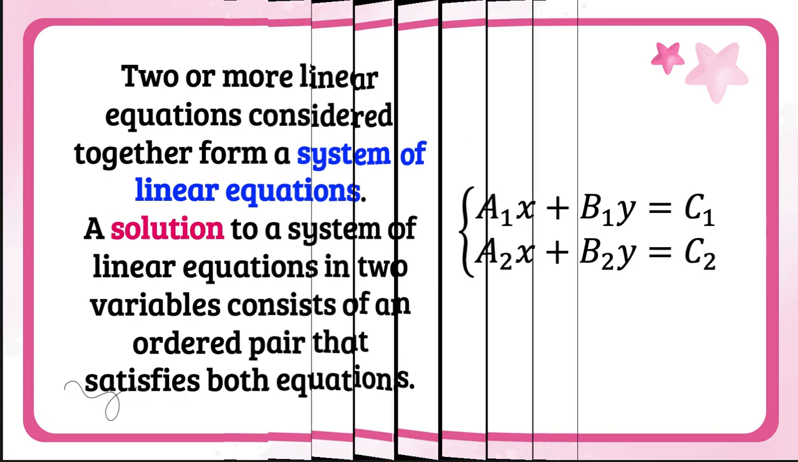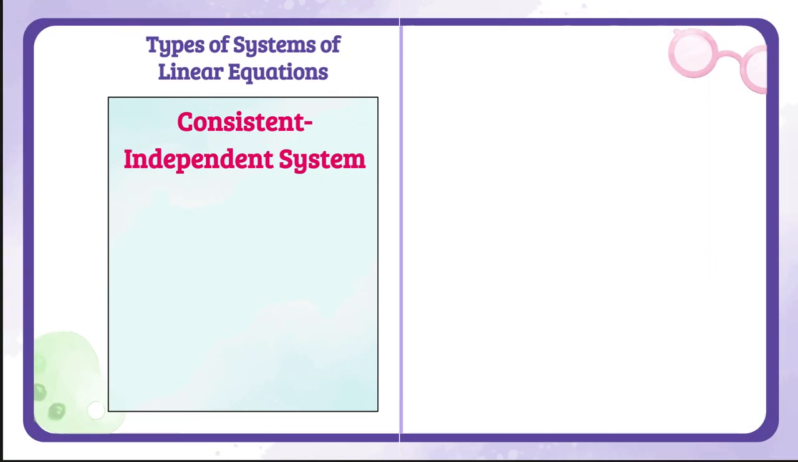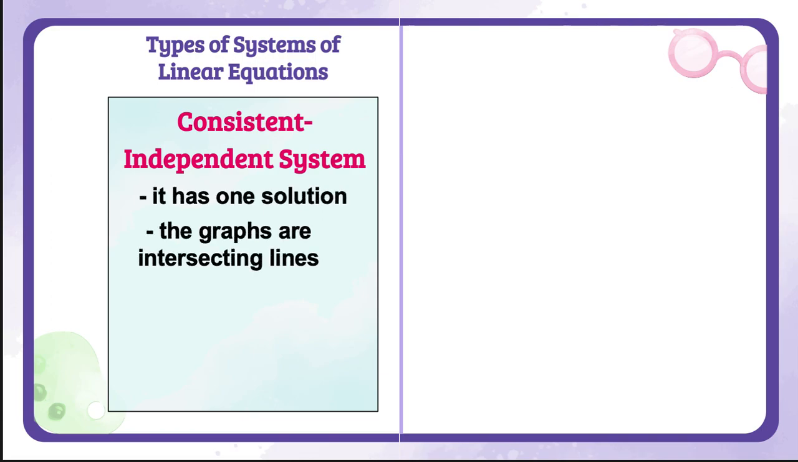Okay, so let's start with the first type of system of linear equations, which is what we call the consistent independent system. So let us first define it. Number one, it has one solution. The graphs are intersecting lines. As you can see here, the graphs are intersecting, and the point of intersection of these two graphs is definitely the solution. Intersecting lines have a point of intersection, so just one. They just intersect in one point, so definitely that will be the solution.